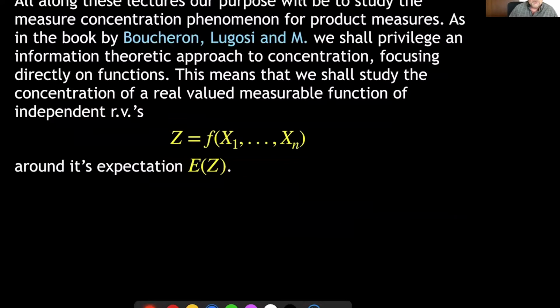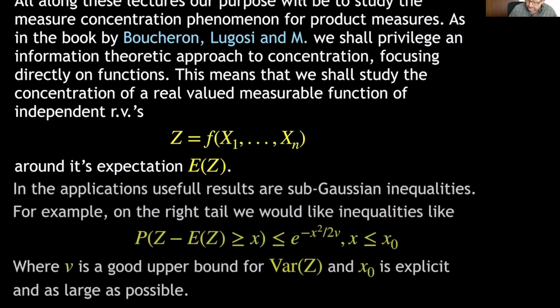And now, all along these lectures, what we shall try to do is to extend this result to functions of independent random variables in general. And we shall look at concentration inequalities of these functions around their expectations. The kind of inequalities that we shall look at are sub-Gaussian inequalities.